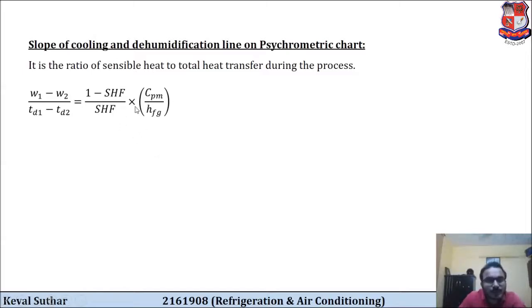Now if you focus carefully here, that CPM will always remain constant being a specific heat, and HFG will also remain constant being a latent heat. So this slope only depends on the sensible heat factor, because the remaining two terms in the bracket are constant. So this slope will only depend on the sensible heat factor. Okay, and it will be given by tan alpha, where alpha is the angle.